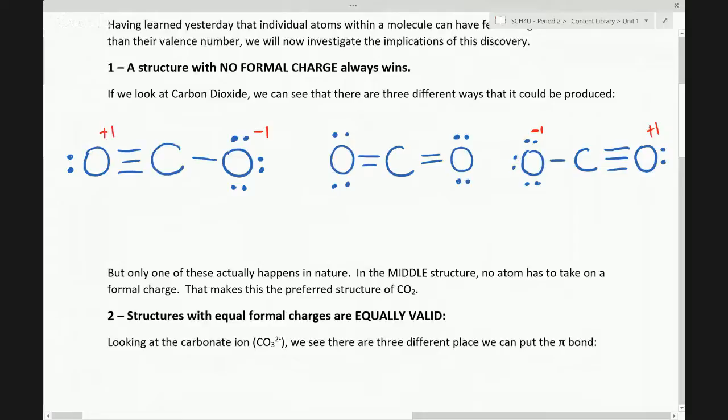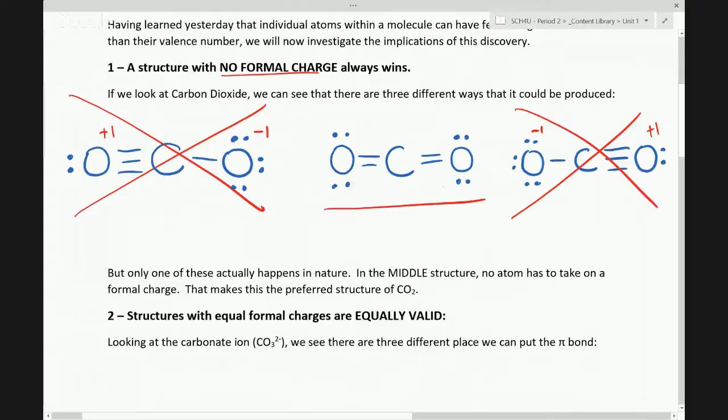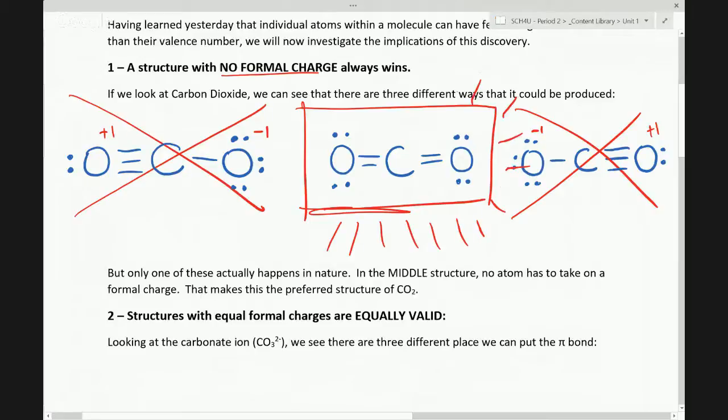And there we go. Now, remember from yesterday that the structure with no formal charge always wins. So in this case, this structure doesn't happen, this structure doesn't happen, and the one that we actually get is this happy little structure in the middle. And I'm going to show it like, kind of being all radiant and glowing. Doesn't he look happy? He's gloating. Not very magnanimous. Anyway, so that's a structure of carbon dioxide, and it is the correct structure.